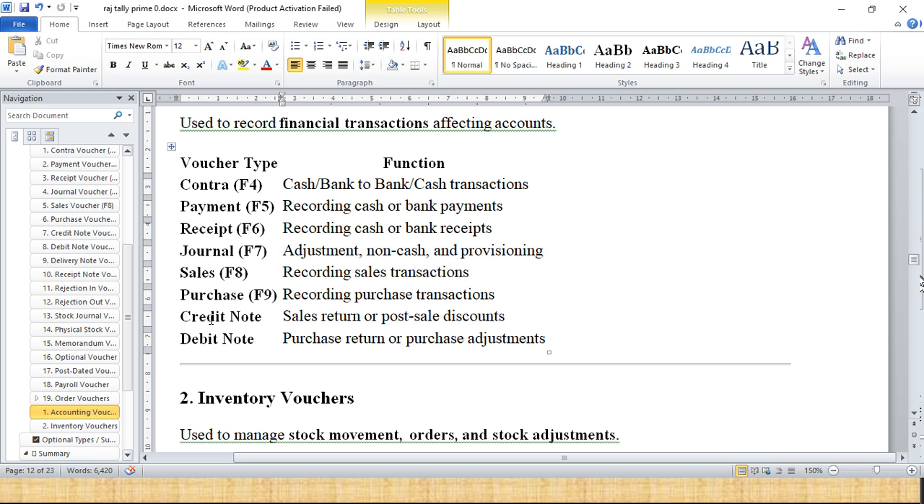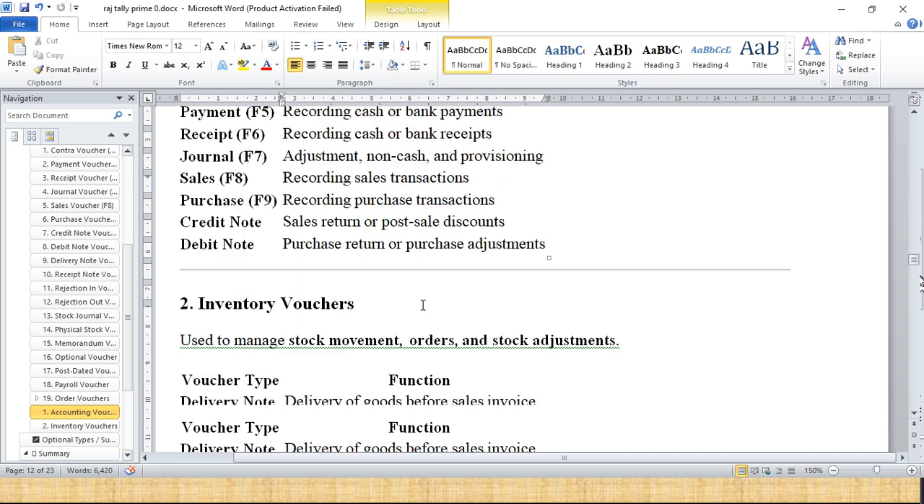Credit note is used for sales return or post sale discounts. Debit note is used for purchase return or purchase adjustments.